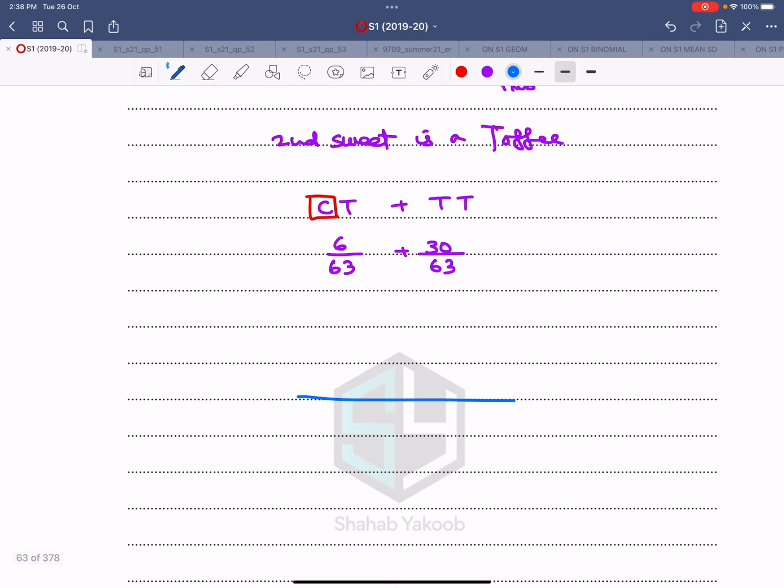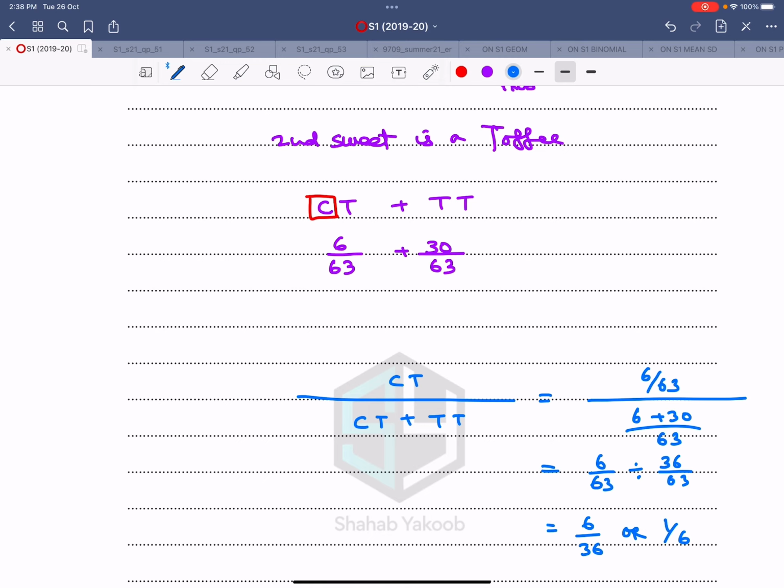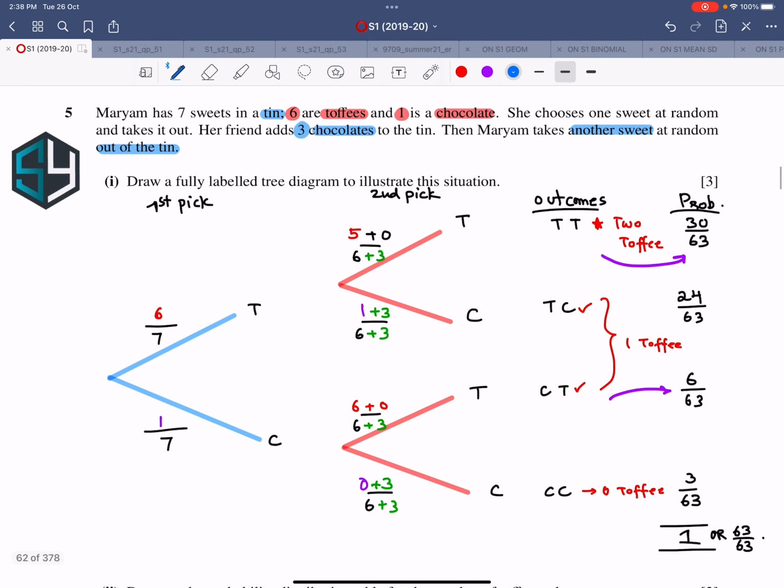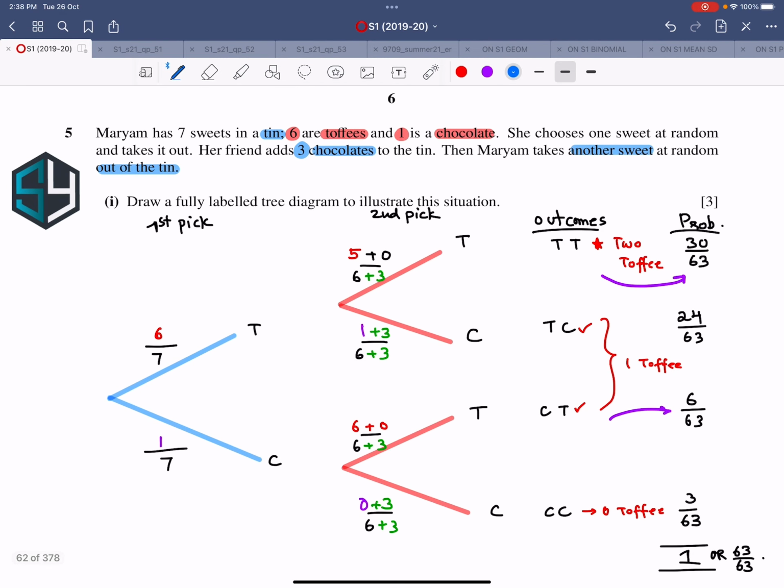So how do you write it? You write it like this. You write CT at the bottom. You write TT, toffee toffee at the bottom, and then CT at the top. So therefore, when you do the calculation, this is 6 plus 30 over 63. And 6 over 63 goes at the top. So the answer is 6 over 63 divided by 36 over 63, which is 6 over 36. And it's better to leave the answer in fraction. And that's how this involved type of question regarding probability and without replacement is to be done.